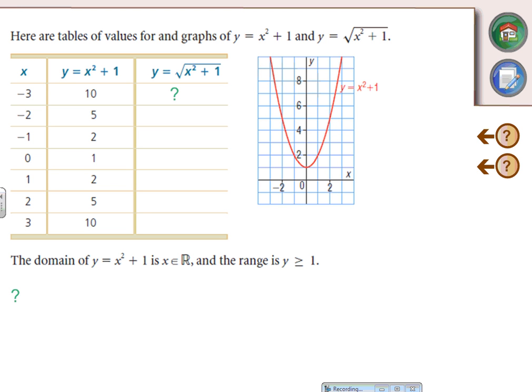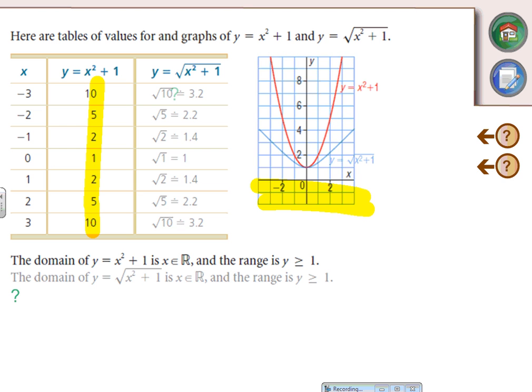We don't have any values in here that are below the x-axis. They're all positive numbers, so they're all going to be defined when we take the square root. So now we take the square root of the y value of that 10, and it gives us 3.2, 2.2, as you can see. And the graph goes out to the right and the left from the point.